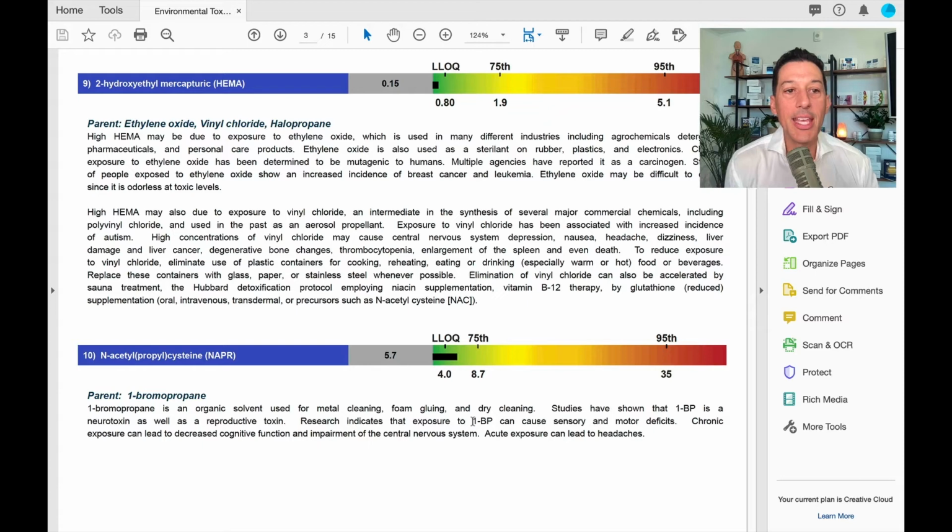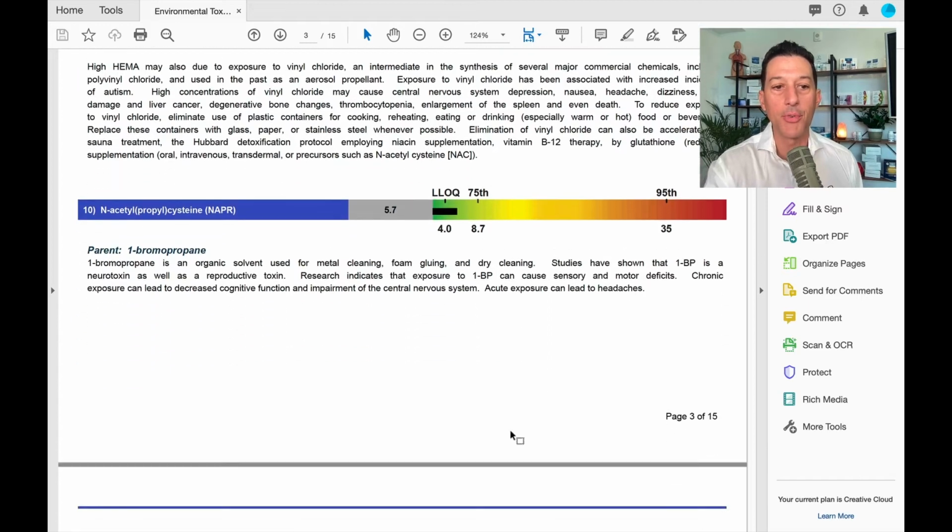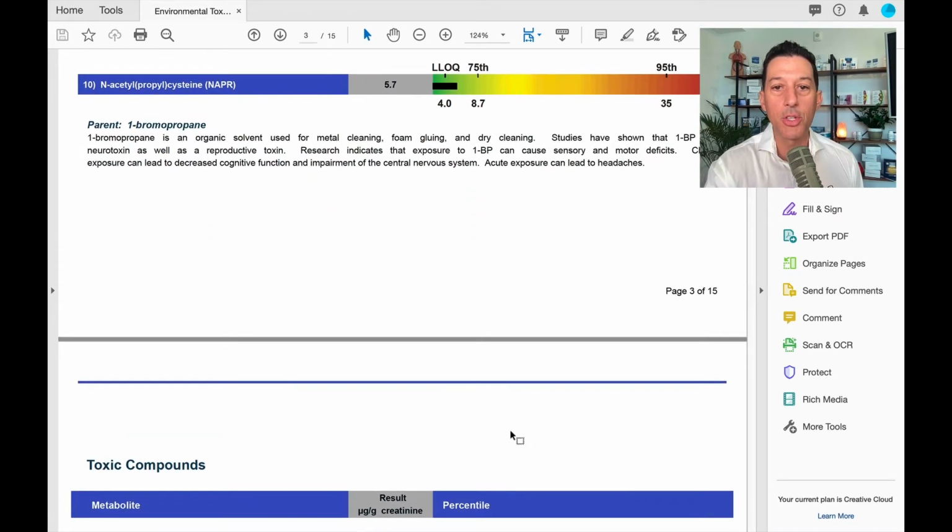All right, the next one is ethylene oxide, vinyl chloride, and halopropane. Again, I don't typically see these elevated as much. This individual is a little lower on those as well, which is certainly a good thing. This is used a lot in electronics. It's used in detergents, pharmaceuticals, and sometimes personal care-based products. So again, not always, but more building materials and items like that. But again, we work with a lot of people in all different walks of life, and so it's a good one to certainly test for.